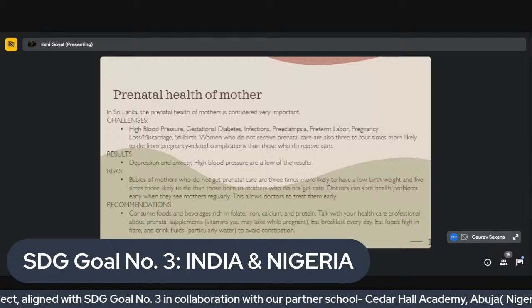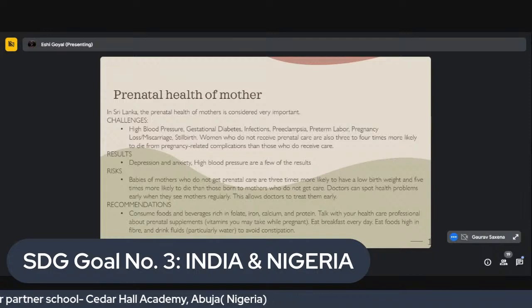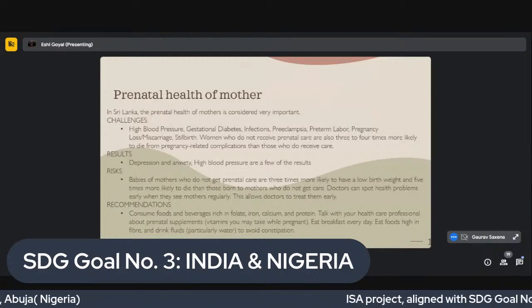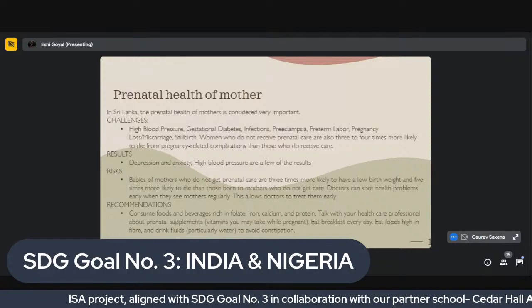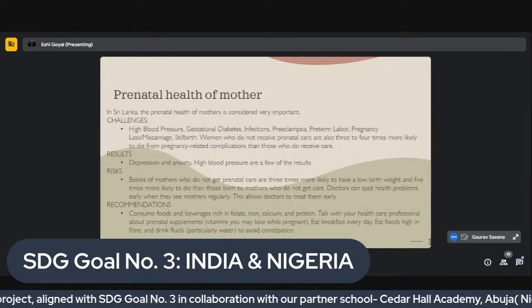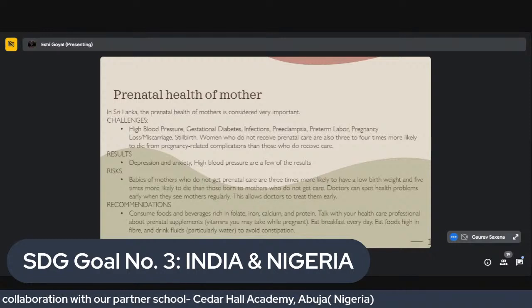Recommendations: consume foods and beverages rich in folate, iron, calcium, and protein. Talk with your healthcare professional about prenatal supplements, vitamins you may take while pregnant. Eat breakfast every day. Eat foods high in fiber and drink fluids, particularly water, to avoid constipation.